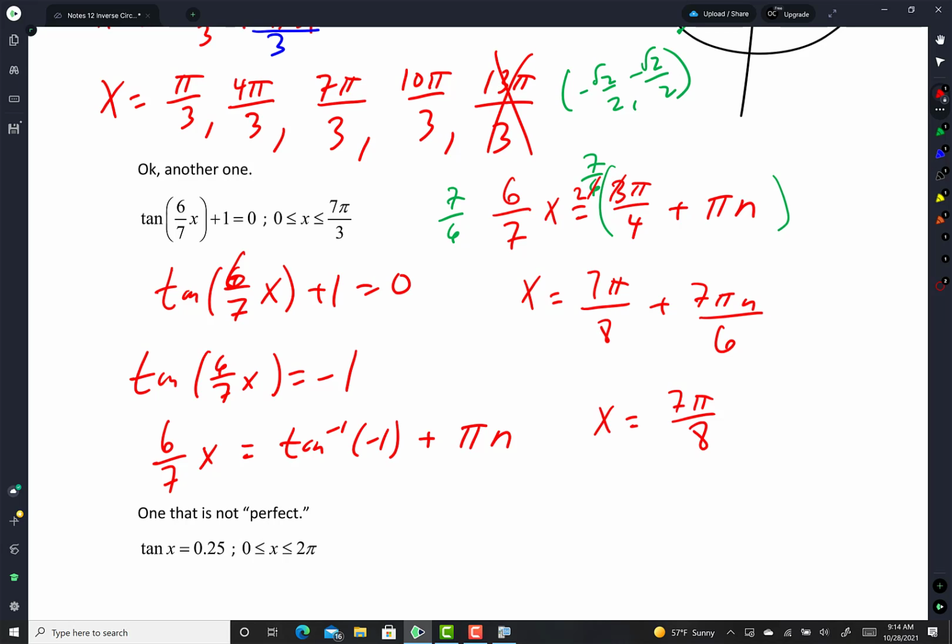Now what? Should we get a common denominator? Yeah, times 6 over 6 times 8 over 8. So let's see, what is this? X equals, what's 7 times 6? What's 8 times 6? Yeah, I should have done that one, but I already started with this one. What's 7 times 8?